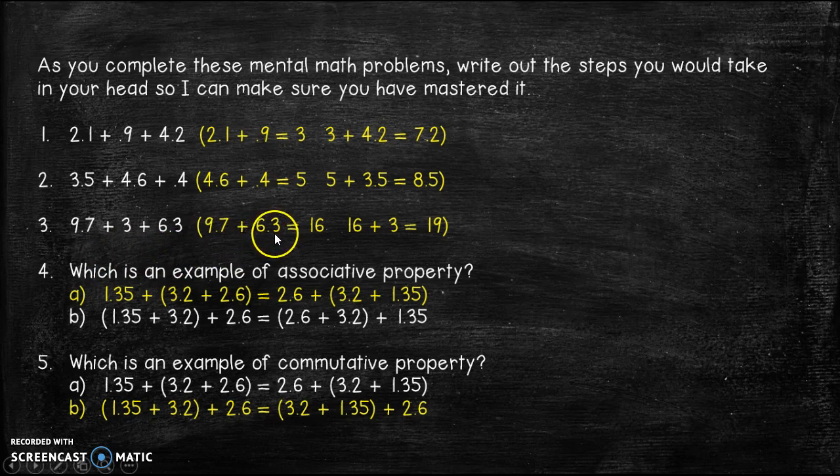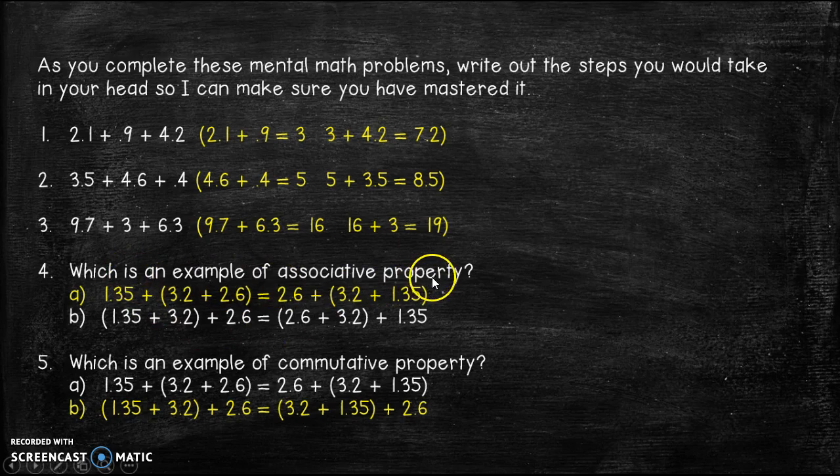Now down here, the compatible numbers, well, I knew that 9.7 and 6.3 would be compatible numbers because 0.7 and 0.3 equals 1. So I knew that 9.7 plus 6.3 would equal 16. We can't forget about the 3. 16 plus 3 equals 19. I am most concerned that you got the correct answer, but I also want to make sure that you can use mental math to solve them.